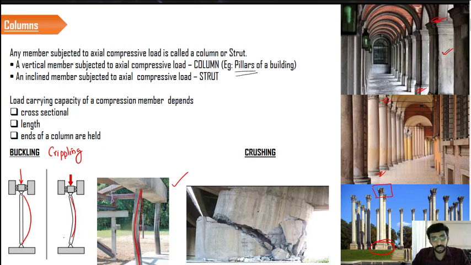But what about crushing? Crushing is very easy to understand. If you take a piece of chalk and place it between your fingers and squeeze it, it will get crushed. Similarly, if you look at the second figure, you can see because of the load, the entire cross section has got crushed and failure has occurred. So these are the two major types of failure modes that we have to discuss, which will be discussed in the coming slides.